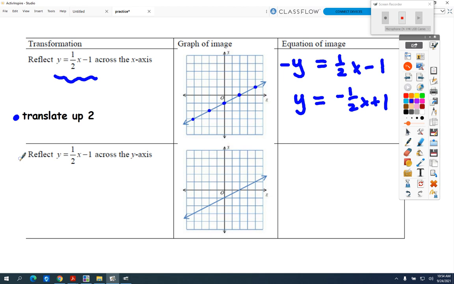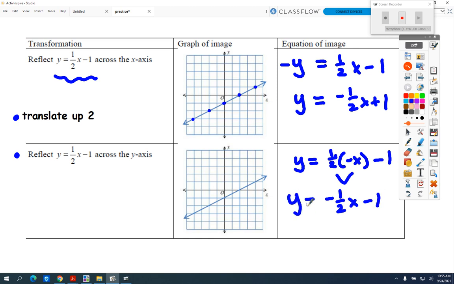Now go ahead, everyone, and try this one. Reflect it across the y-axis. Pause the video, and then play it when you're done. Right, so this one, if you reflect over the y-axis, it means that you would have made the x-coordinate negative. So you got 1/2 times -x, which is like -1x, minus 1. So for this one, I'm just going to have to simplify that. A negative times a positive would be -1/2 x minus 1, and this would be your equation after a reflection over the y-axis.